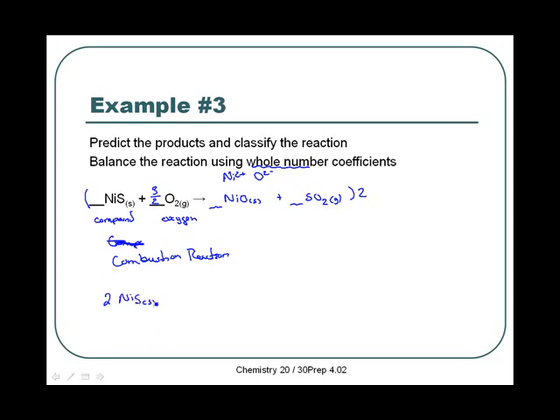And when we do that, we end up getting 2 NiS, or 2 nickel 2 sulfides, plus 3 O2 gas, 2 nickel oxides, nickel 2 oxides, plus 2 SO2 gas. And now there's our balanced chemical equation with whole number coefficients.